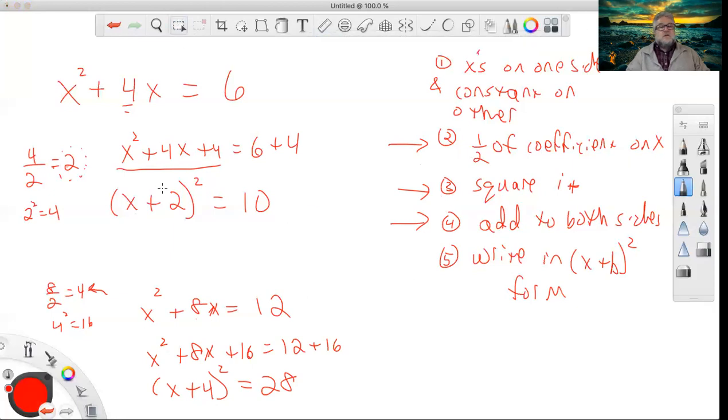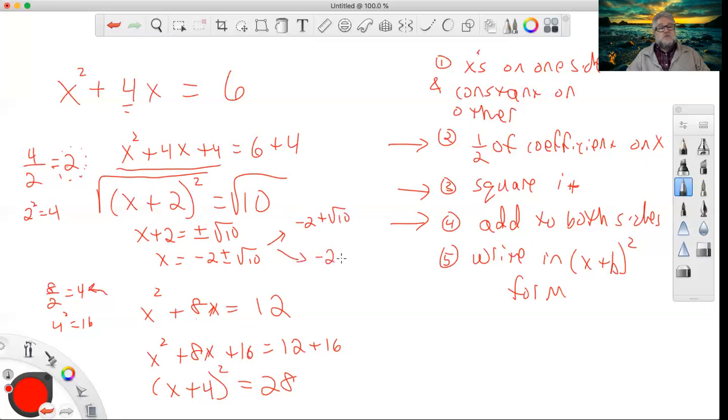And then if I continue this, I'm going to take the square root of both sides. Square root of that, square root of that. We'll get x plus 2 equals plus or minus square root of 10. And then I can subtract 2, so x equals minus 2 plus or minus square root of 10, which means one solution is minus 2 plus square root of 10, and the other solution is minus 2 minus square root of 10.